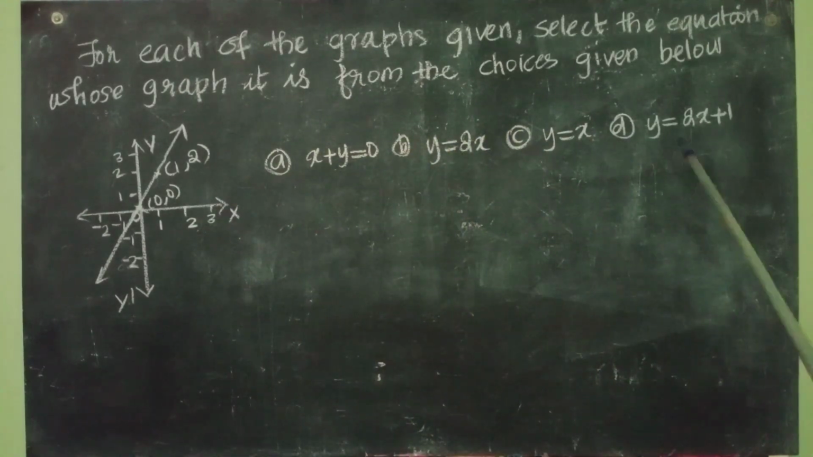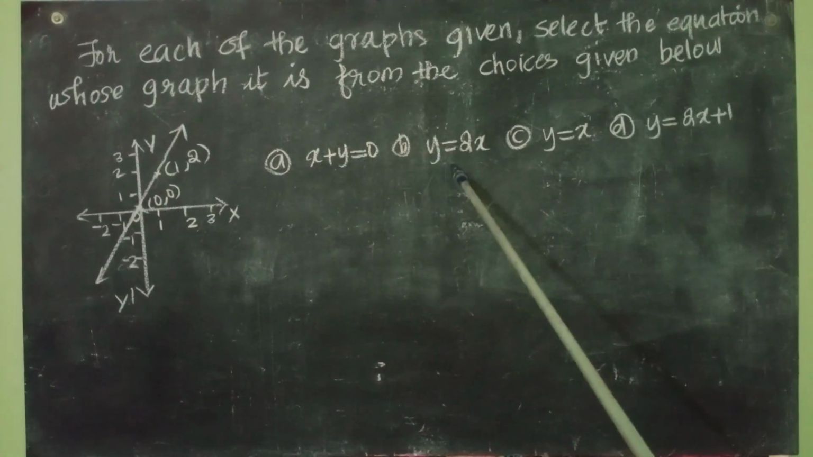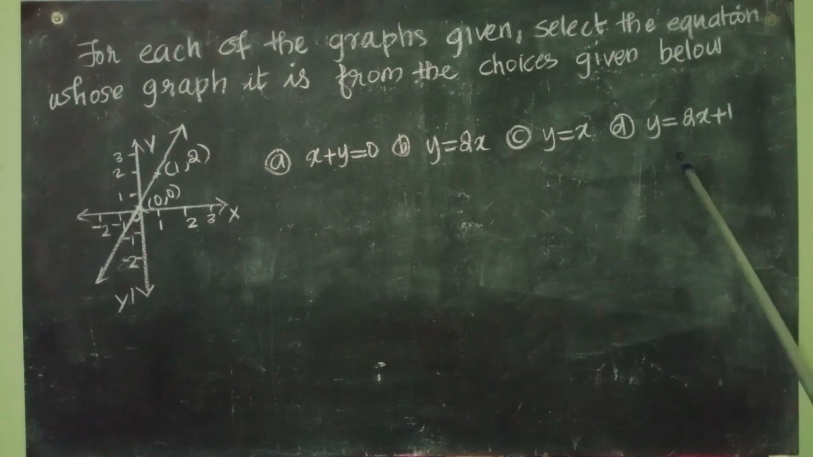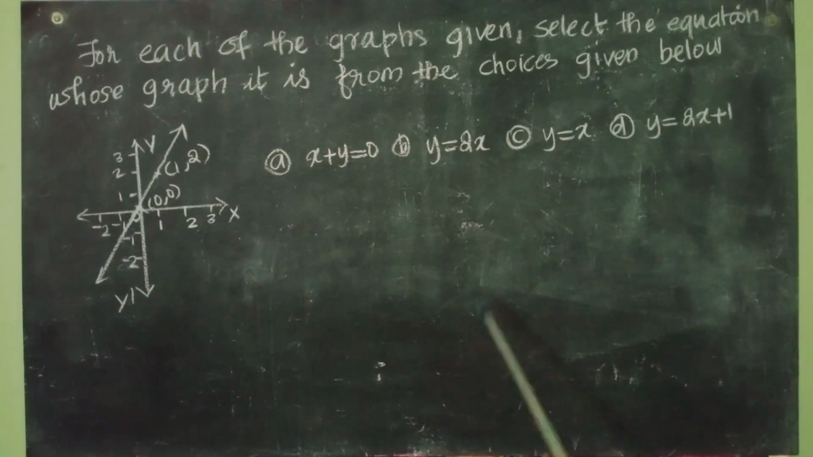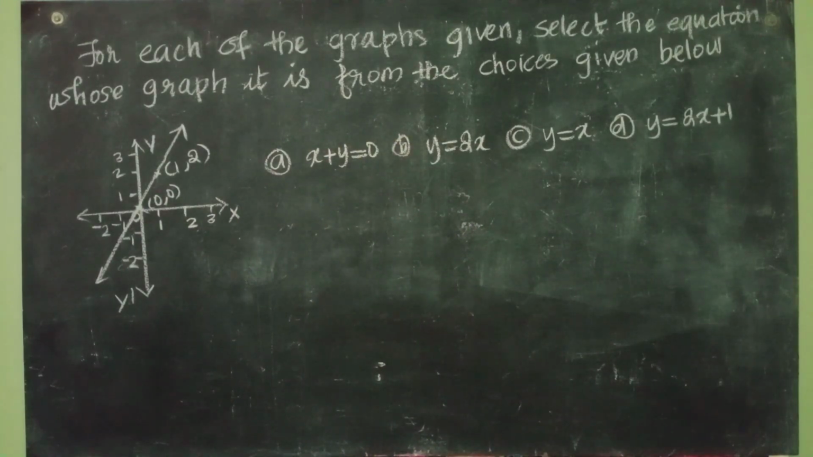Here four equations are given. x plus y equal to 0. y equal to 2x. y equal to x. y equal to 2x plus 1. Which equation's graph is this? We have to find out.